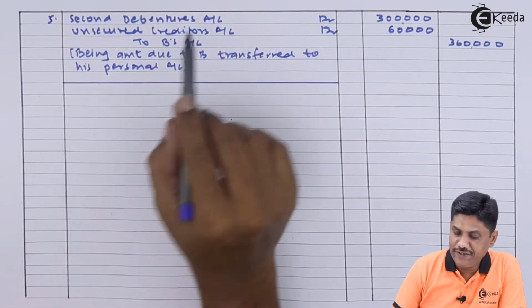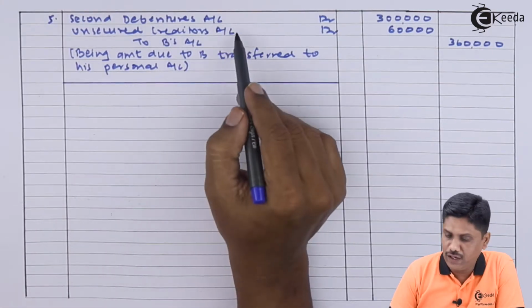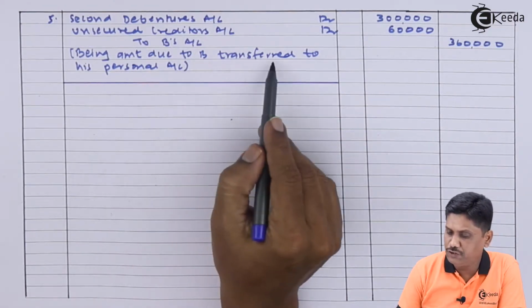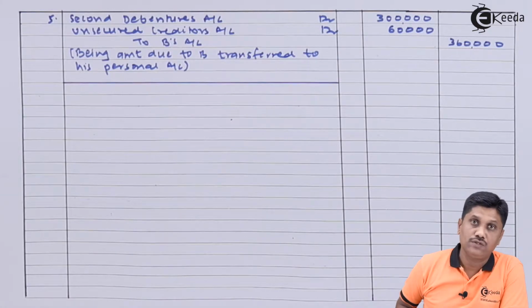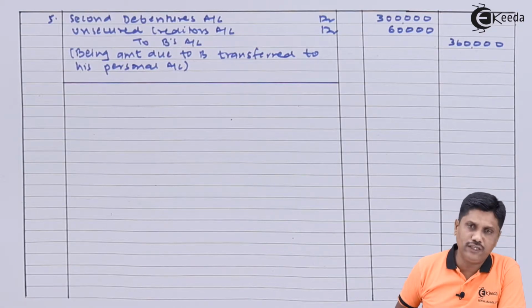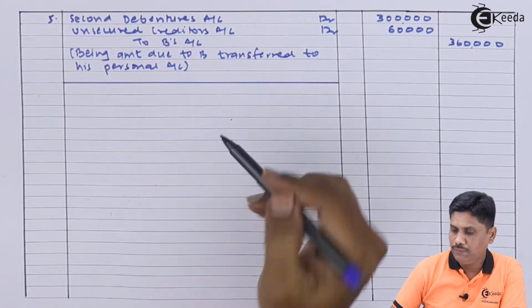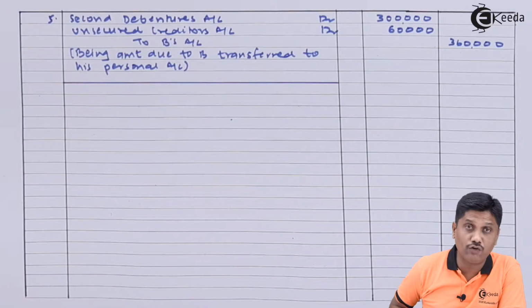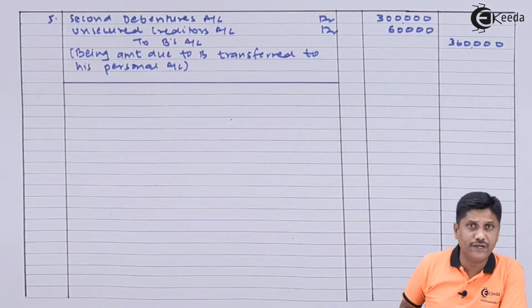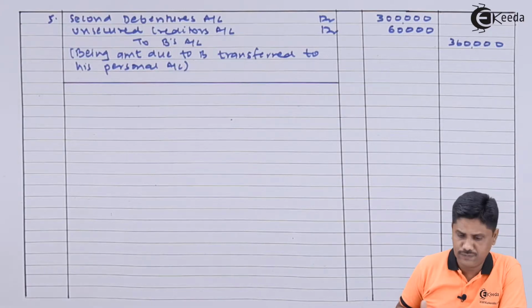Friends, our entry is second debenture account debit, unsecured creditors account debit to B's account, being amount due to B transferred to his personal account. Sir, why did we transfer? Because now we are settling B also. We are paying him 90,000 in cash in full settlement. So my entry will be reverse: B's account debit to cash or bank account, and whatever is the remaining amount I will transfer to the capital reduction. Let's pass the entry.